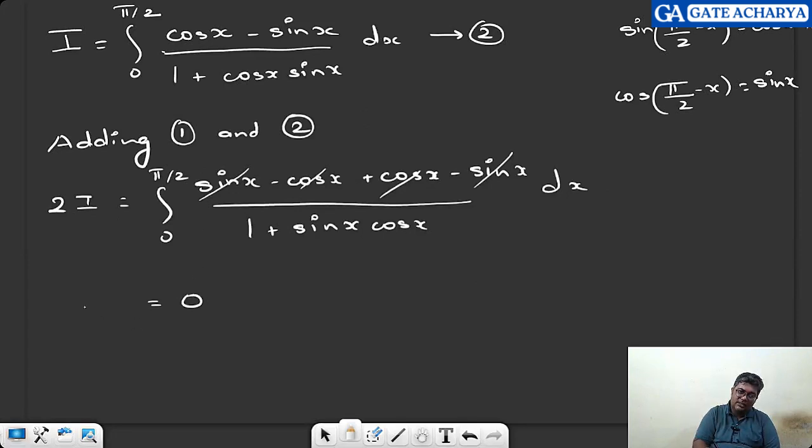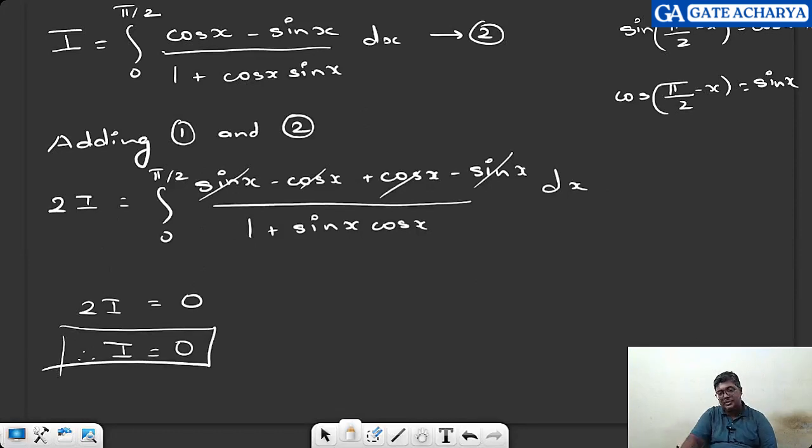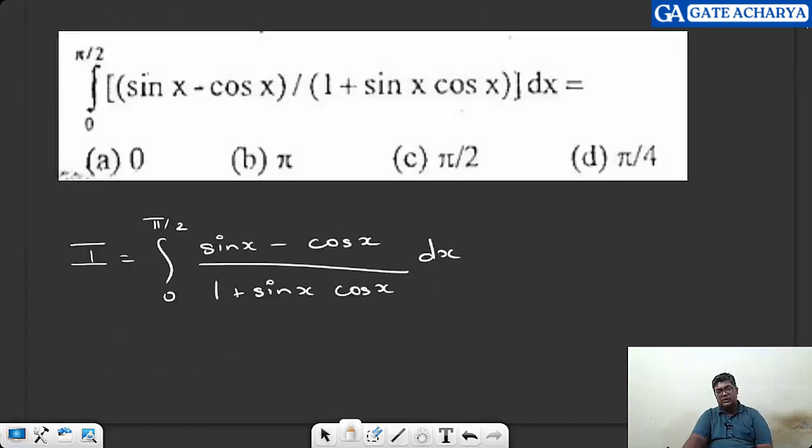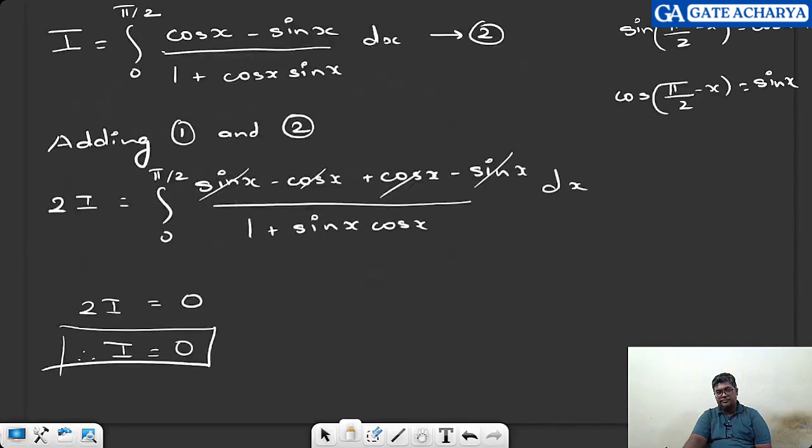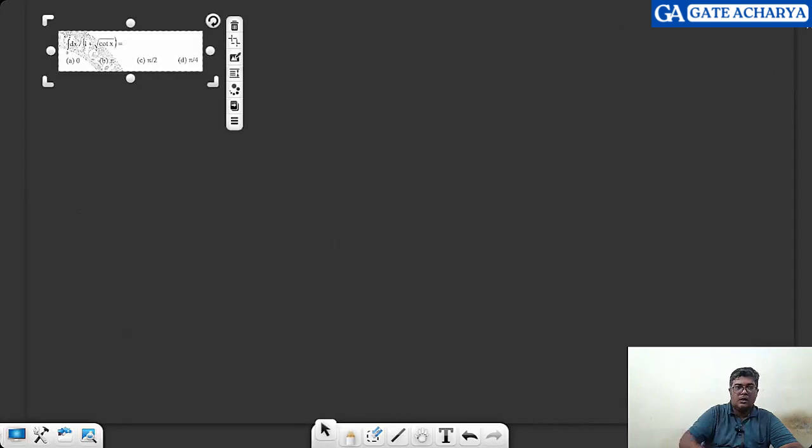If 2I is 0, therefore I is also equal to 0. So the value of this integration is 0. That's it. The answer to this question is 0. Answer is option A. Is it clear? Okay.